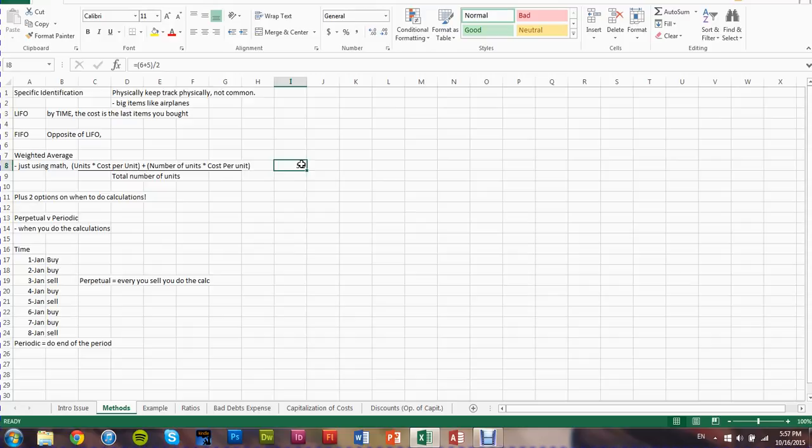And so if you were to do that, right here, you can see $5 plus $6, the 5 and the 6. I didn't take the time to multiply by 1, but you still get the idea. And then divide by the total number of units, 2. So your cost would actually be $5.50.